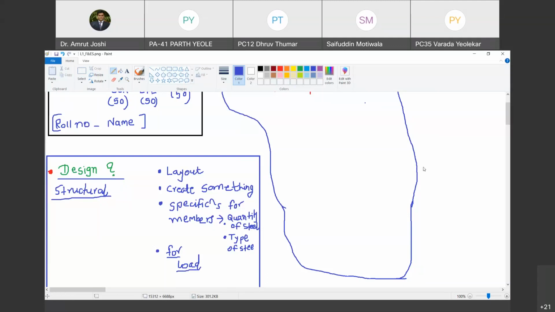Now let me ask some few more people. Let me ask Prajwal. Prajwal, can you unmute? Prajwal Singh. Yes, sir. Good morning, sir. Yeah, good morning. So, apart from these points listed here, what can you include in the definition of structural design? Yes, sir. No.